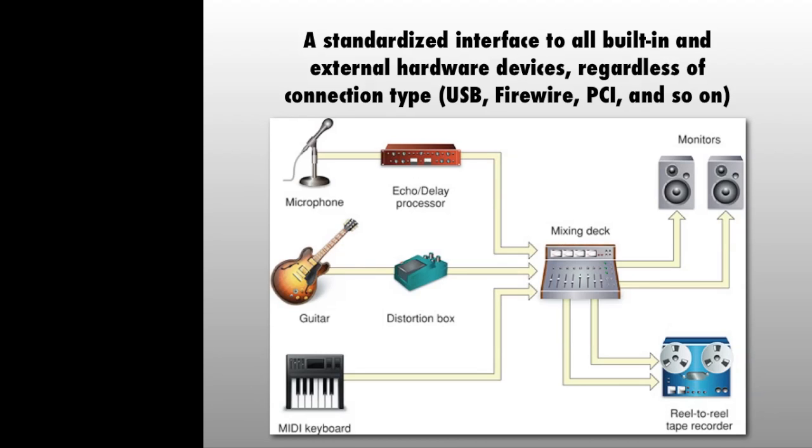So, for instance, in a typical audio, say this is a small audio recording studio with a mixing deck. We have a microphone and an effects processor as input. You have a guitar and a distortion box as input and a keyboard input. We want to output to monitor speakers and output to a reel-to-reel tape recorder.